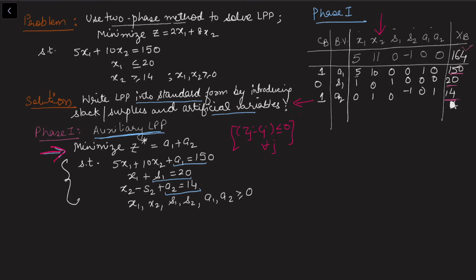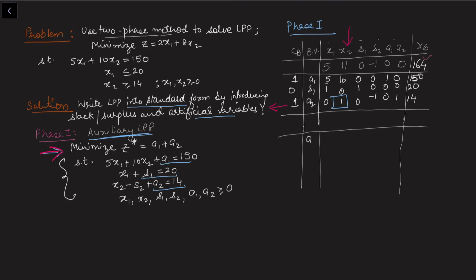With the minimum ratio, we'll leave this one, because the ratio will be checked between 10 and 1. So this is 150 by 10 and 14 by 1, and so 1 becomes the pivot element. Using the row operation, I have A1, S1, and instead of A2, now I have the X2 variable. The X2 variable will always give me 1, 0, 0, 0. These correspond to the basic variable.